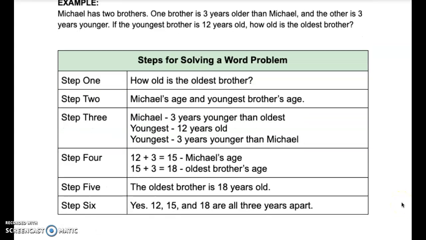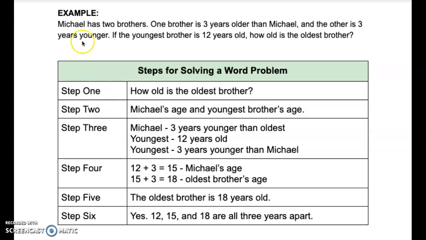Okay, let's try an example. I'll go through an example. So this problem says, Michael has 2 brothers. One brother is 3 years older than Michael, and the other is 3 years younger. If the youngest brother is 12 years old, how old is the oldest brother? So we got a lot of things going on. First thing we need to do is figure out what the question is asking.